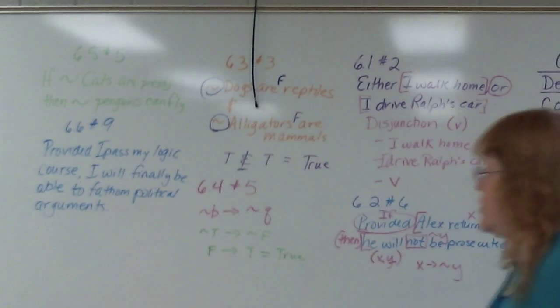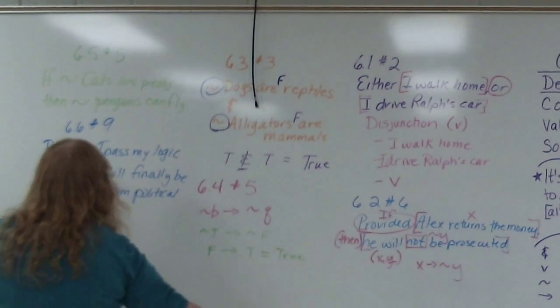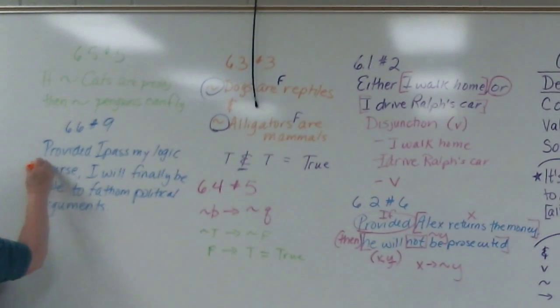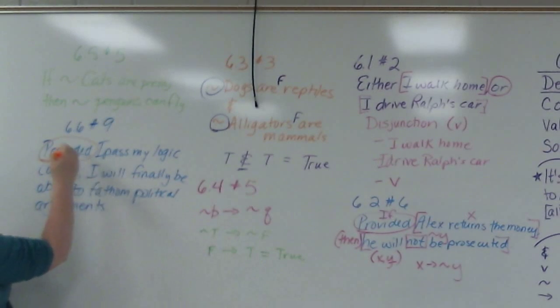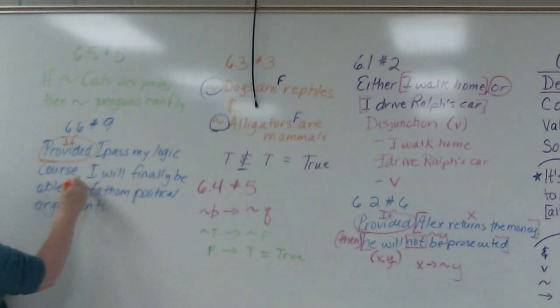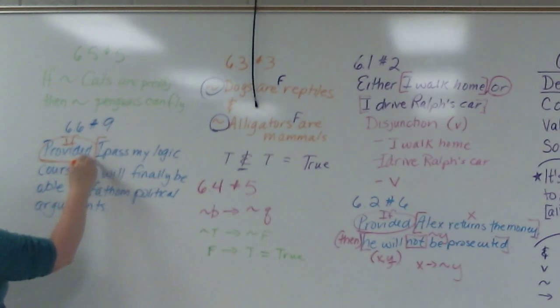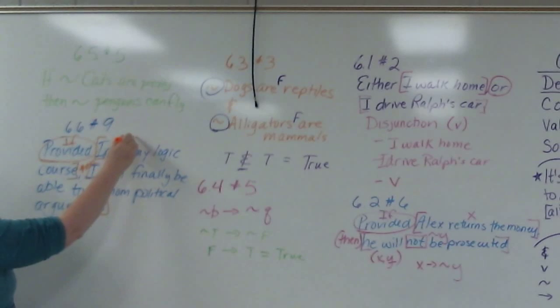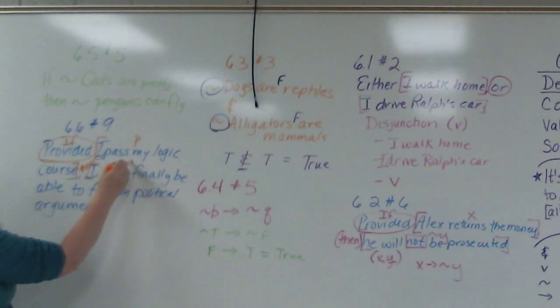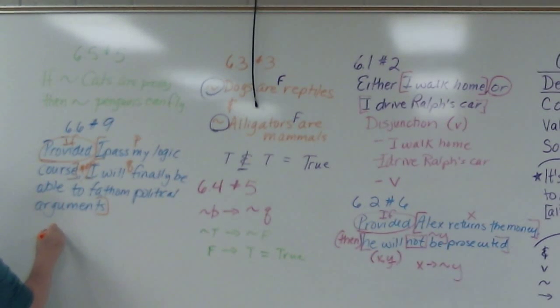The book is heavy, you guys know that. And I have to figure out my pieces here, right? So provided, like we did on 6.2, is if. Find my comma, that's my then. So I passed my logic course. I will finally be able to fathom political arguments. My first one is P. My second one is Q. So it's if P, then Q. And that's all you have to have. Okay?